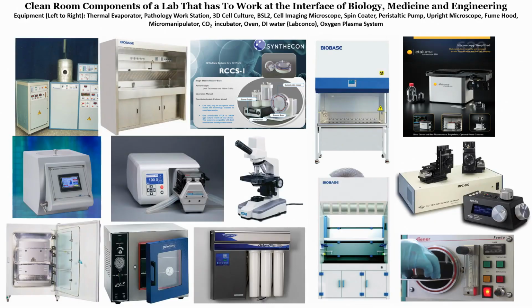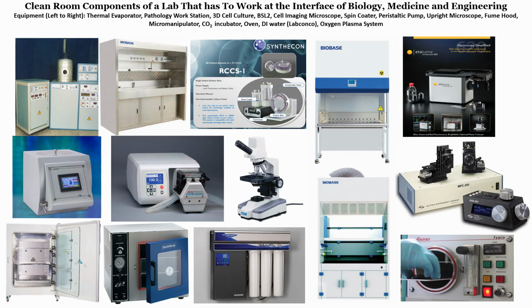Now, if we talk about how a lab should have different equipment when you want to work at the interface of engineering and biology, engineering and medicine, engineering and chemistry, look at the slide. What I am going to show you is equipment from left to right. The first one on the top left is the thermal evaporator, followed by the pathology workstation. Then we have 3D cell culture, we have BSL2, which is biosafety hood 2, we have a cell imaging microscope, and then we have a spin coater.